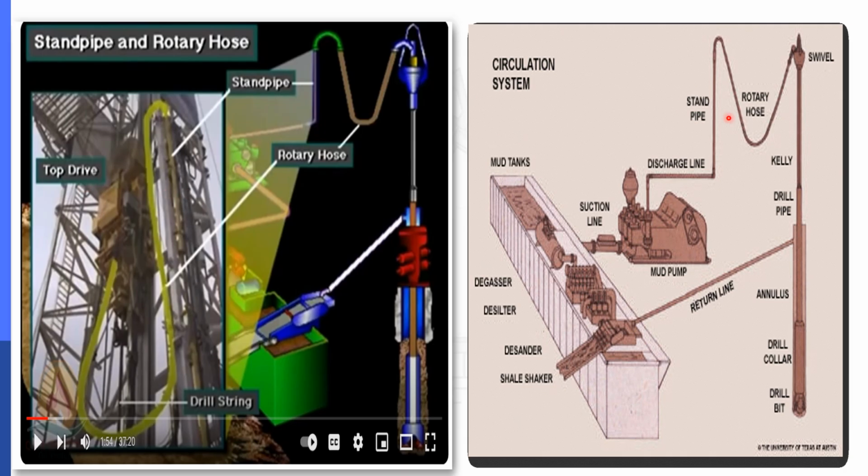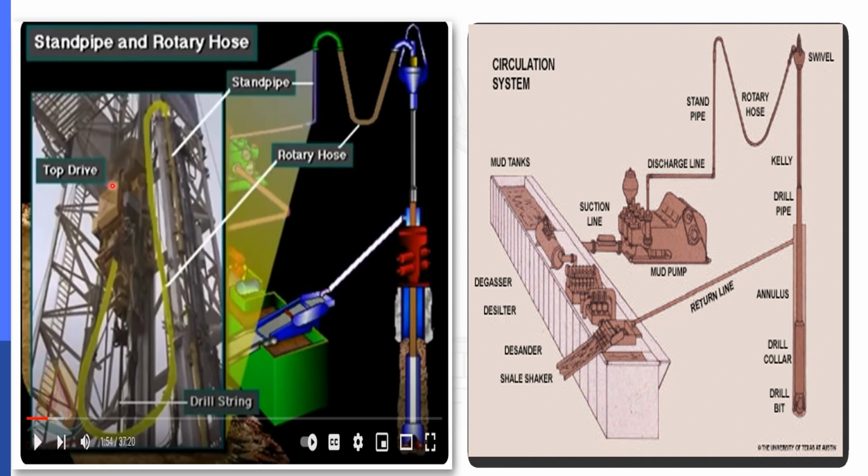So here I will tell you that this is a rotary hose. This is a standpipe. The rotary hose is coming from this way and connecting to the swivel. And this is the Kelly, and below the Kelly we have a drill pipe. This is the drill collar and this is the drill bit.